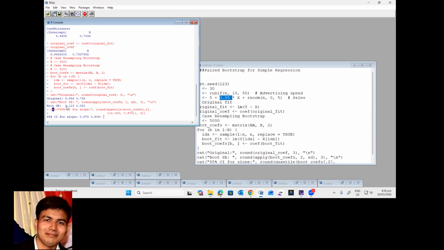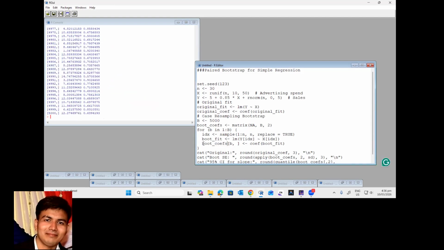The standard error that we got was 3.123 for the intercept, and 0.083 is the standard error for beta 1. We just try to call this matrix. See, this is the matrix, right? And you can find out the mean of both of them.